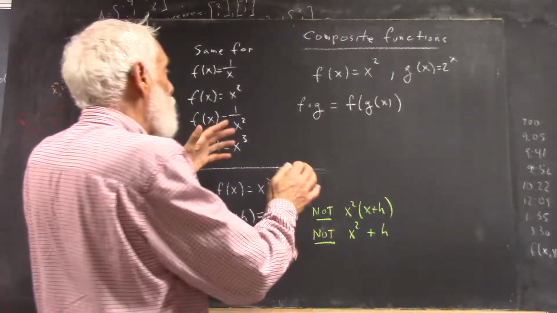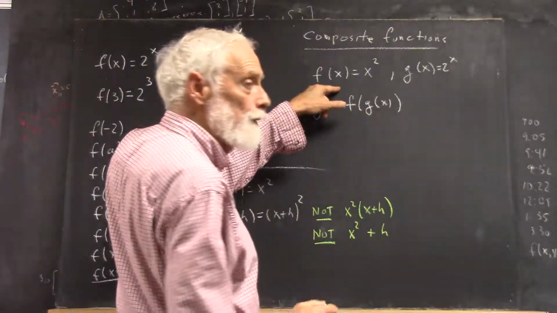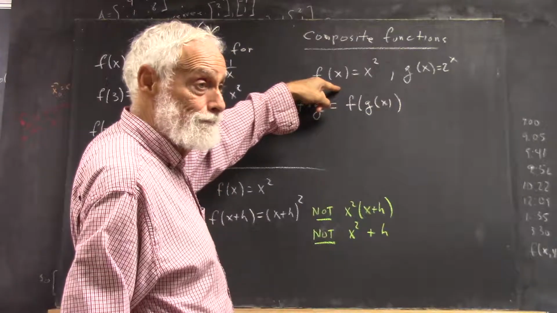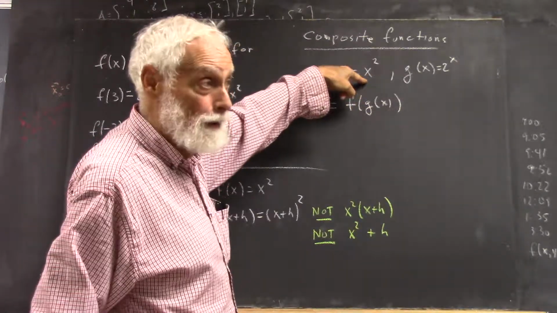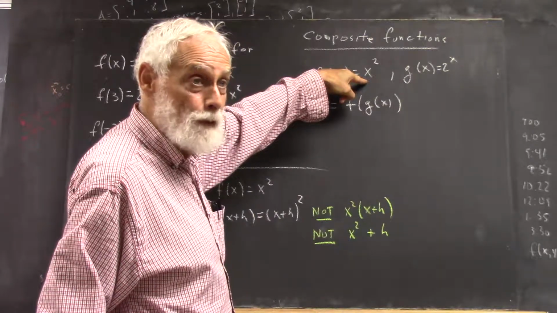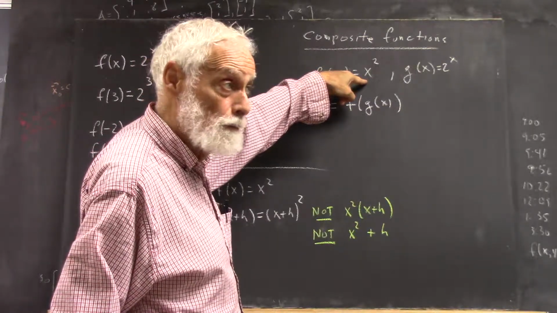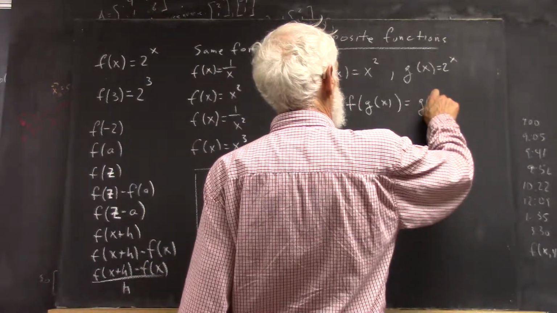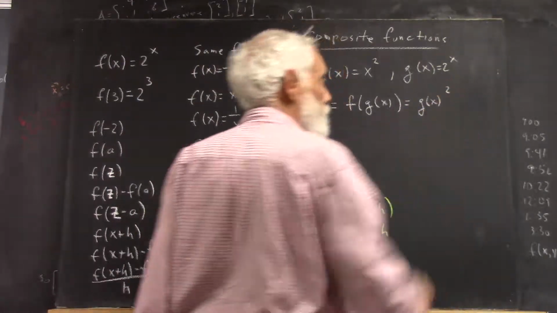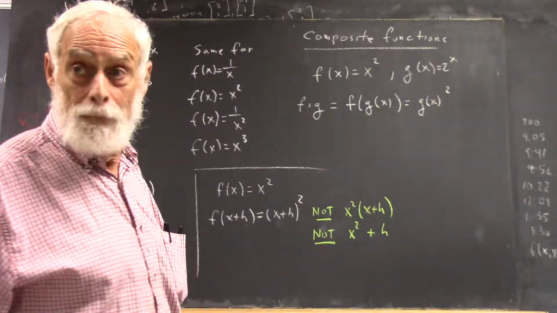Okay? So f of g of x. So g of x has replaced x, so what are we going to do? Well, we're going to replace this x with g of x, aren't we? I don't care how weird it looks. That's what we're going to do. Okay? There, I replaced it.